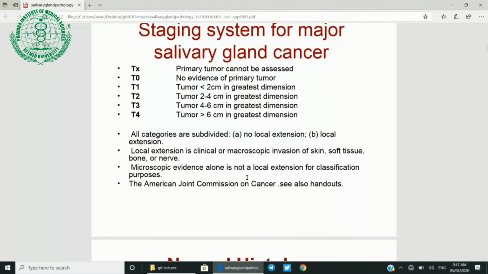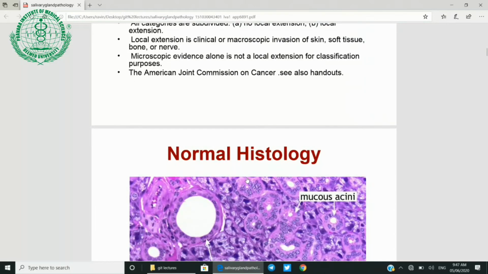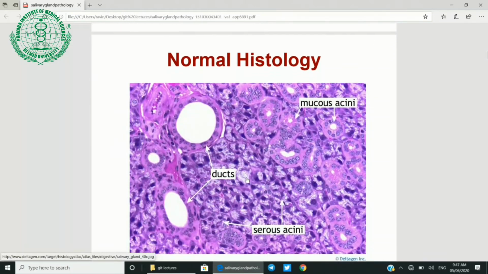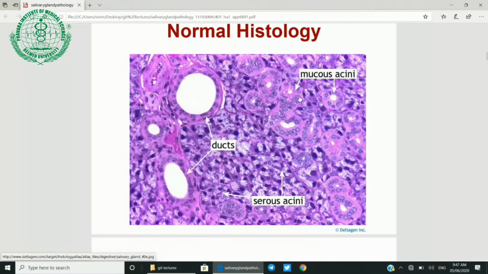The classification and staging system is very important when we talk of salivary gland cancer, because the prognosis depends on this: how far the tumor has gone, whether it is limited to the primary site, and what the size of the tumor is. So this is normal histology. We have already discussed this: acini and ducts.